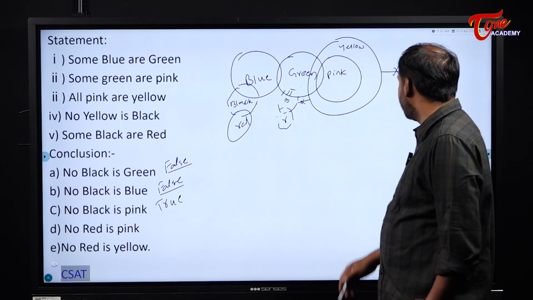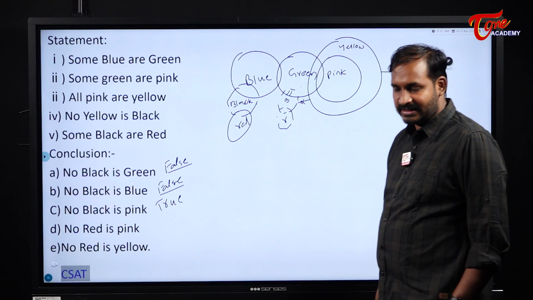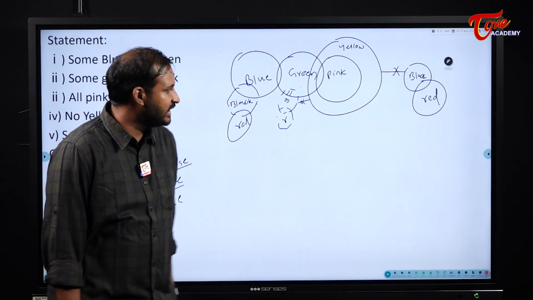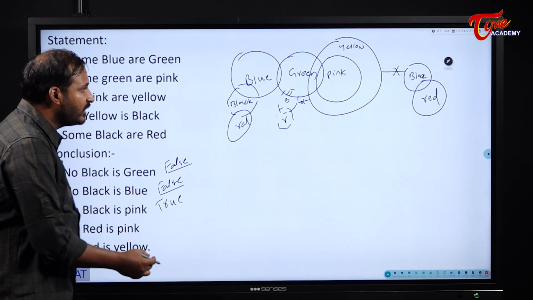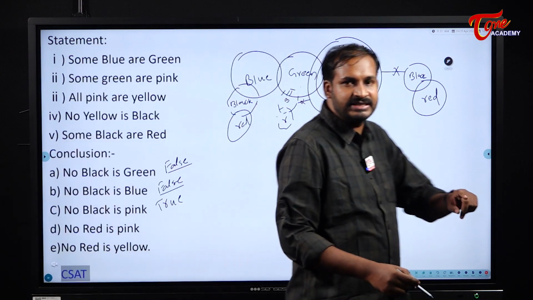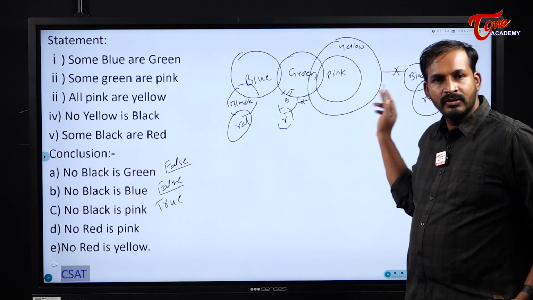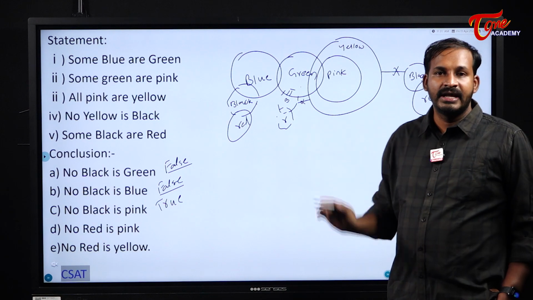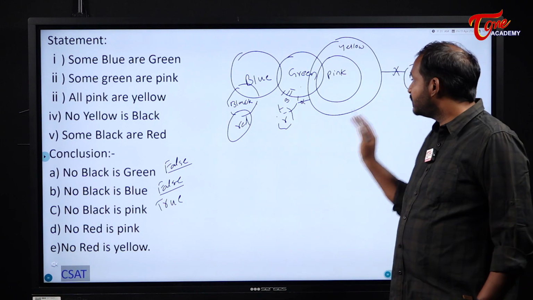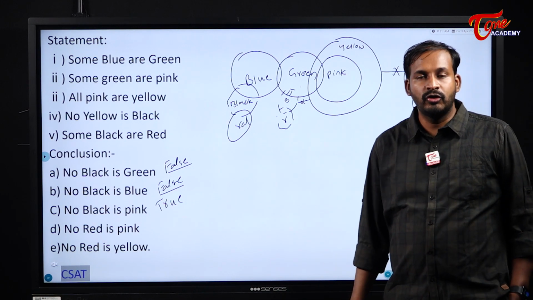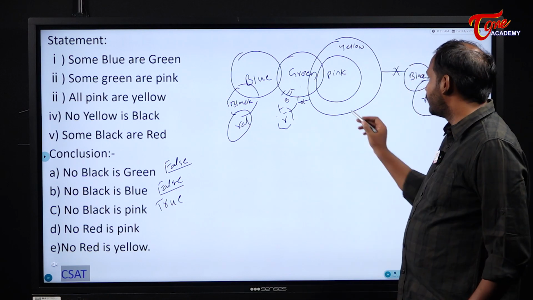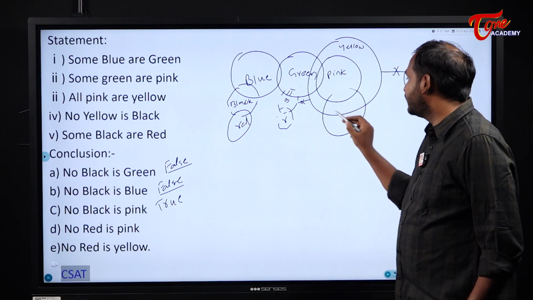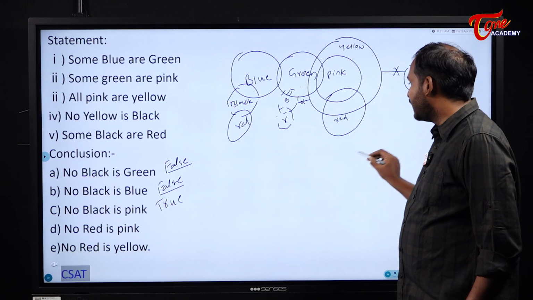Next one. No red is pink. Now this is interesting, students. See here. According to the basic diagram, is there any relation between red and pink? No, there is no relation between red and pink. So that is true. Now to make it false, I will draw an alternate diagram. How will I draw? I will draw the red with pink and I will draw the black here.